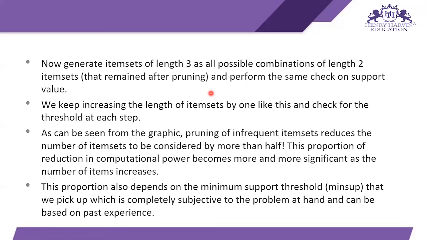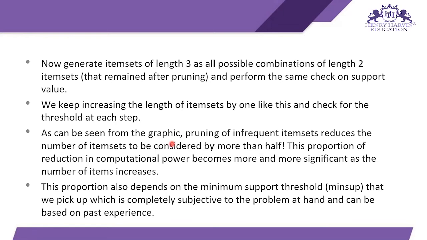So when we get the possible combinations of length 2 item sets and prune, we generate the length 3 item sets and perform the same support check. Then we again check the support value for all those item sets, and we keep increasing the length of item sets by one like this and check for the threshold at each step.